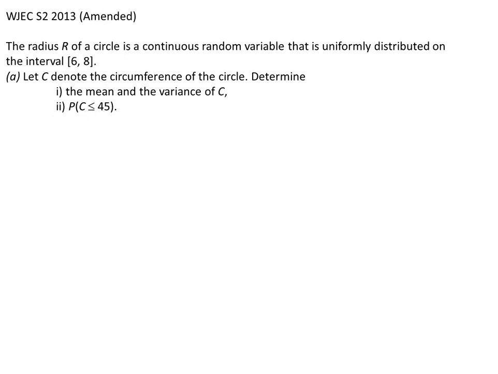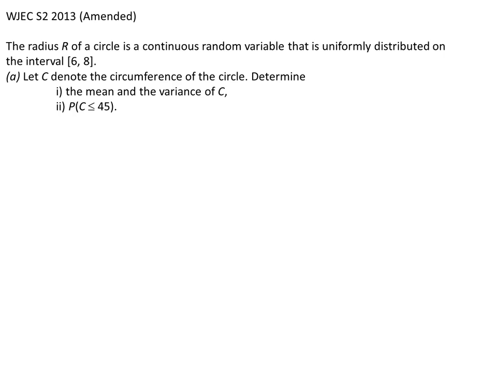Our final example is an amended question from the 2013 S2. We're told the radius of a circle is a continuous random variable that is uniformly distributed on the interval 6 to 8. And C denotes the circumference of the circle. We have to determine the mean and variance of C and the probability that C is less than or equal to 45 to start with.